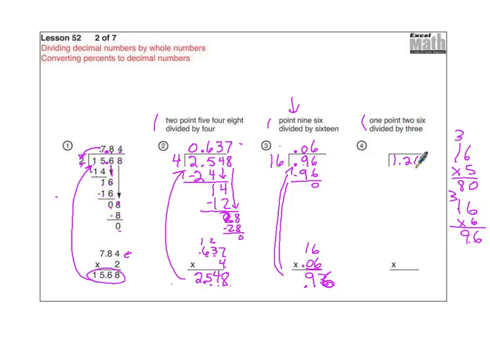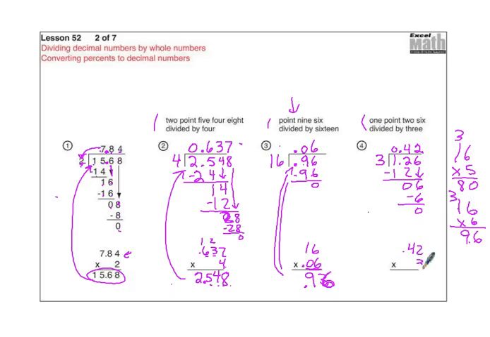1.26 divided by 3. Decimal point goes straight up. 3 does not go into 1. 3 goes into 12 4 times. 4 times 3 is 12. Bring down the 6. 6 divided by 3 is 2. 2 times 3 is 6. And that's 0. So the answer is 0.42.